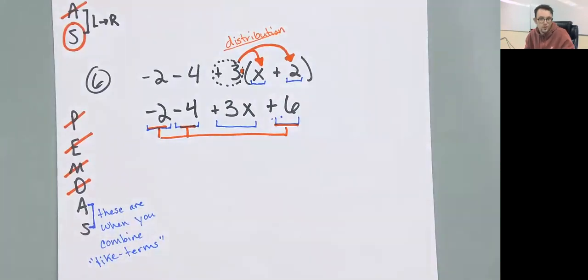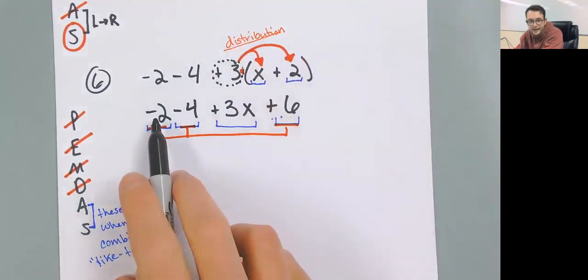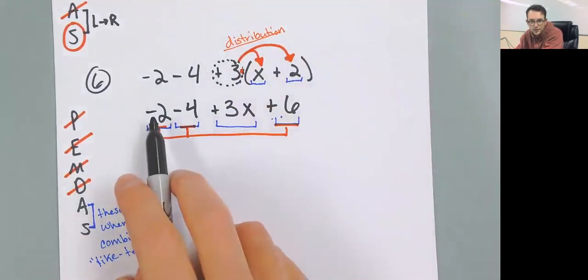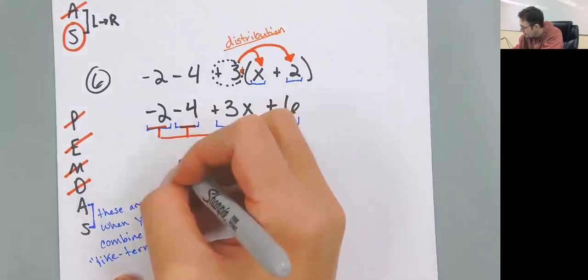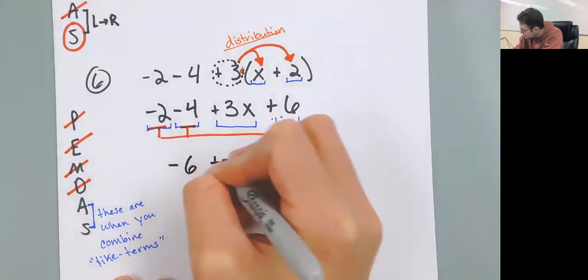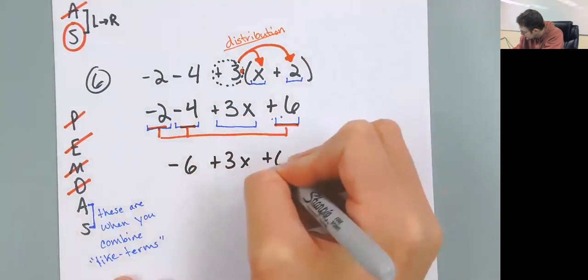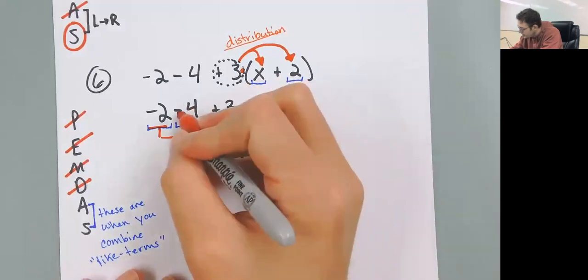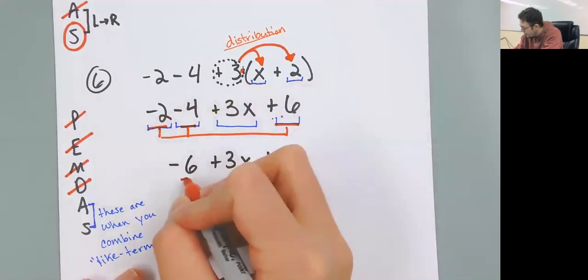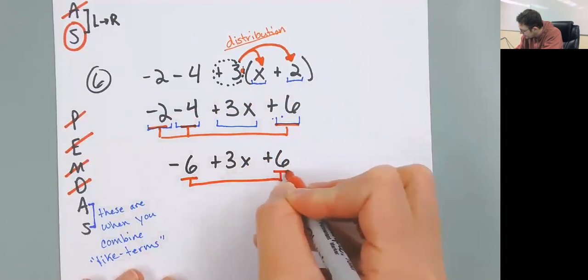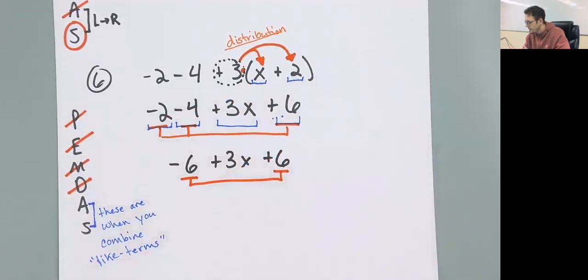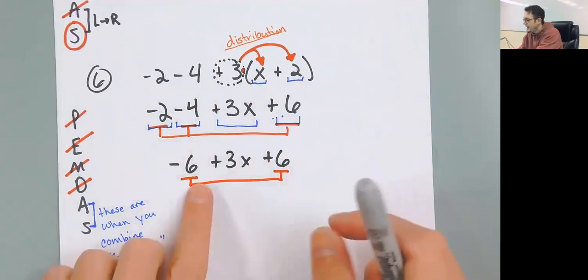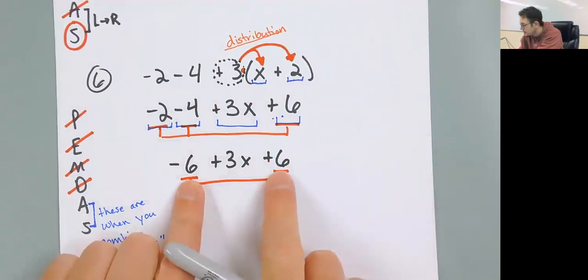I am actually going to do it one step at a time. So the first thing I'm going to do is -2 minus 4, which should come out as -6. And then you got the plus 3x, and then your plus 6. All right, now I'm going to combine. I did these 2 first. Now I'm going to combine this guy and that guy. This is a -6, and this is a positive 6.